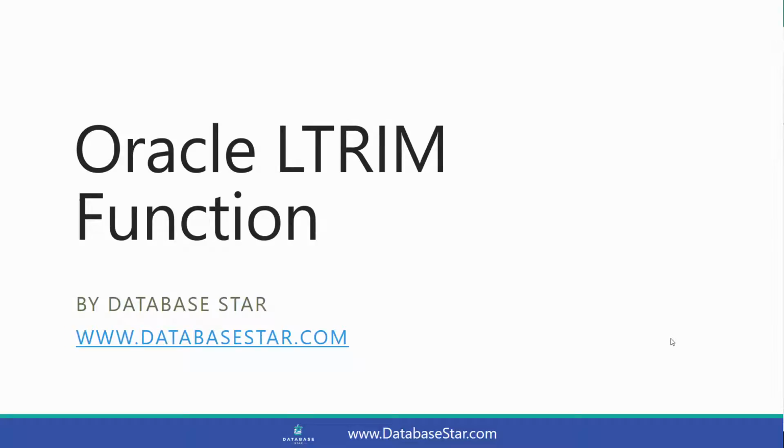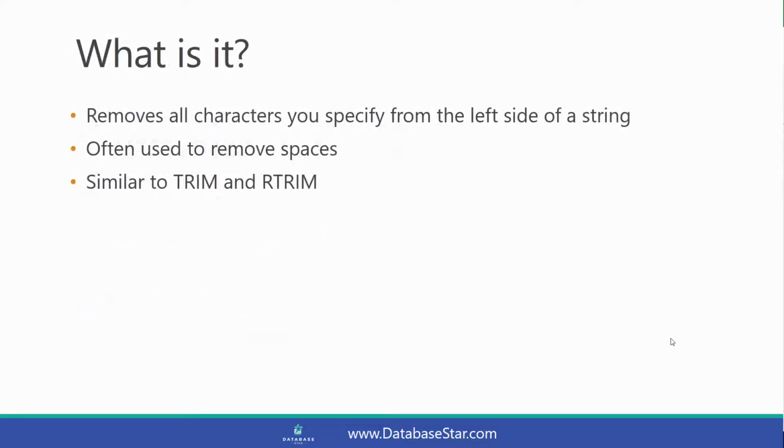The Oracle LTRIM function. The LTRIM function removes all characters that you specify from the left side of a string. It's often used to remove space characters, but because you can specify the character you want to remove, you can remove a lot of other characters. It's similar to the TRIM and RTRIM functions.